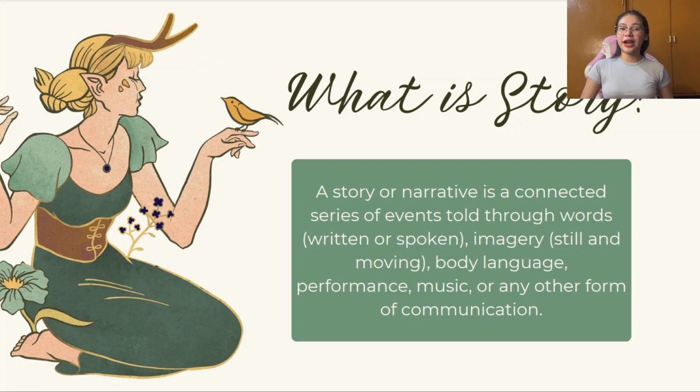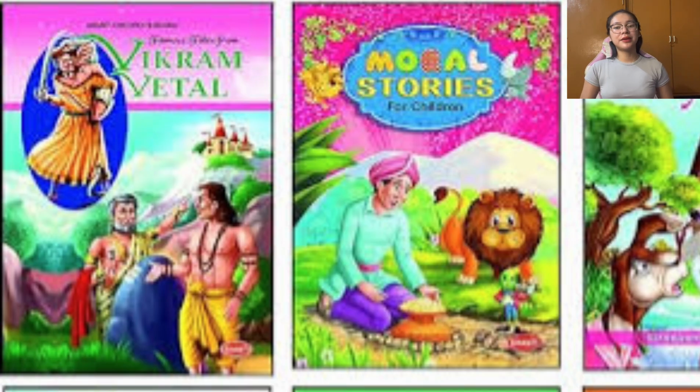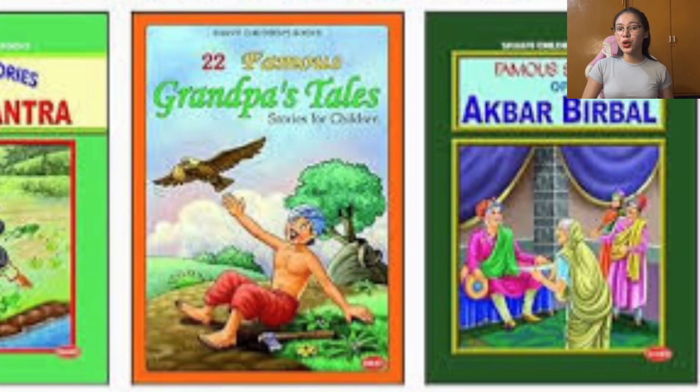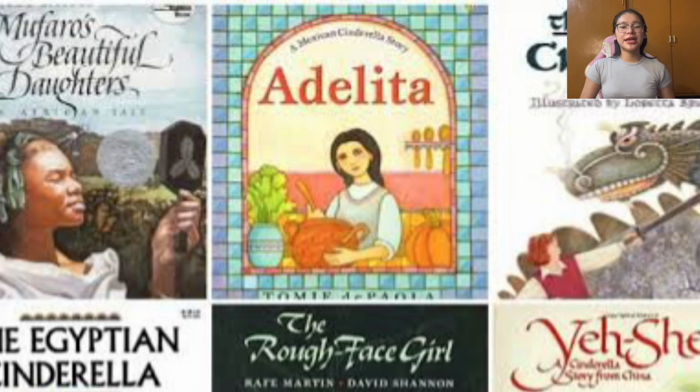So a story or narrative is a connected series of events told through words, written or spoken, imagery like still and moving. We have also the body language, performance, music, or any other form of communication. So stories can be true like biographies or made up like fairy tales. They can be about anything. So a good story should make you think differently, feel something new, or see the world in a fresh way. It's like an adventure that changes you a bit.